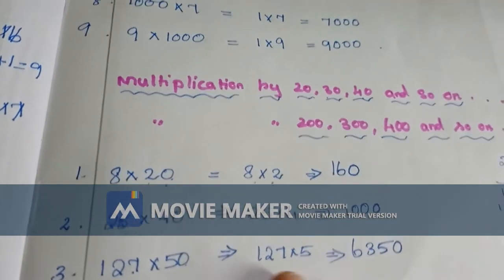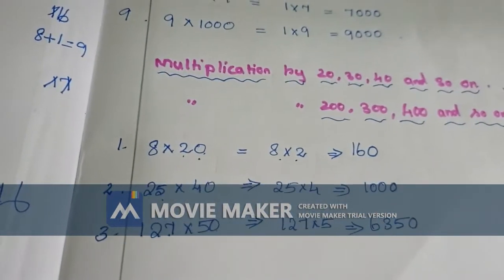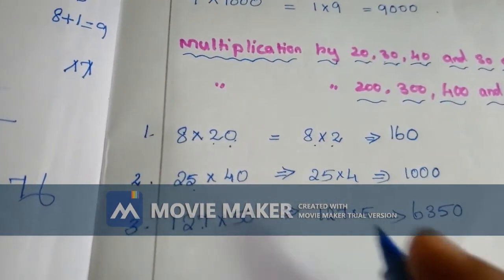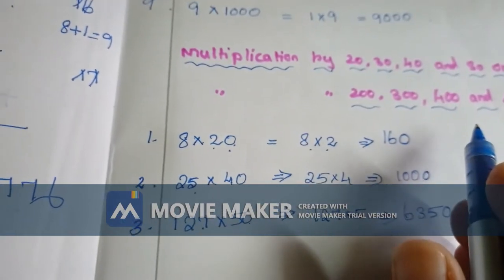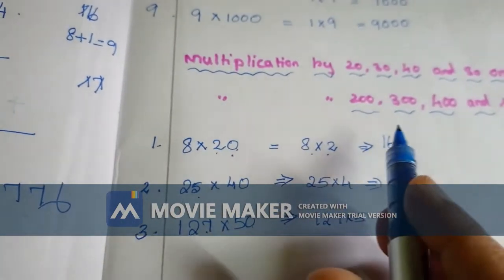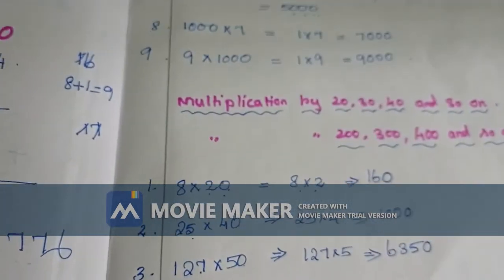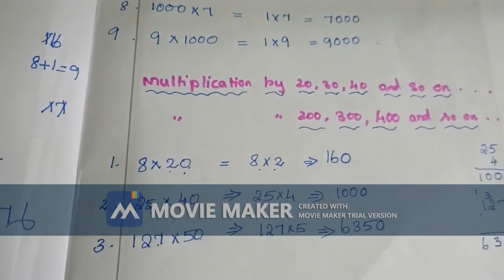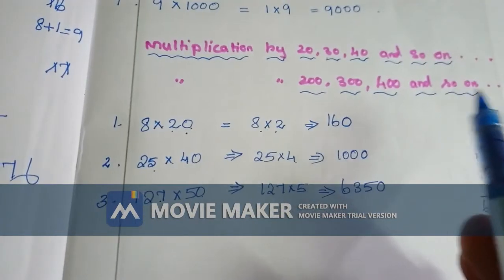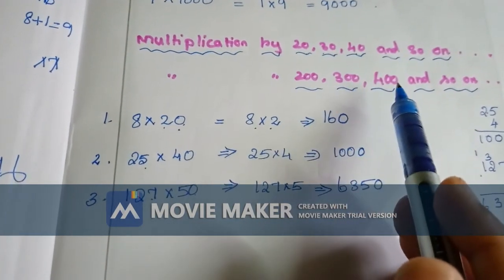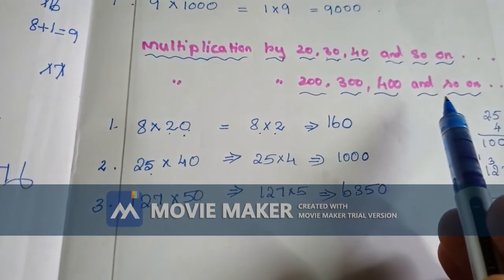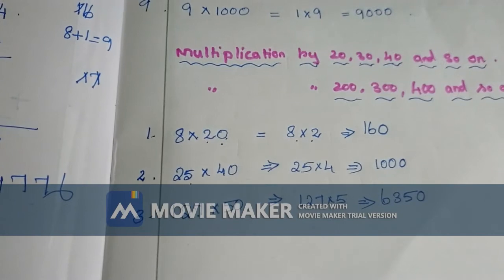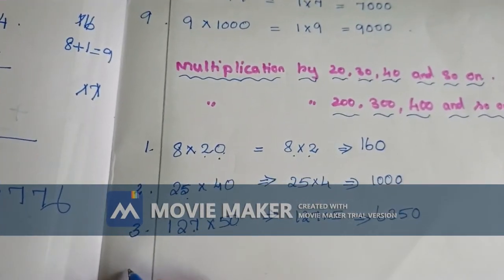Okay, so this is also the same as this multiplication by 20, 30 and 40. So first children, to multiply a given number by 200, 300, 400 and so on, we first multiply it by 2, 3 and 4 and so on respectively. Okay, and then write 0 in this tens and ones place. Okay, so we have to multiply a given number by 2, 3 and 4. Then next you have to add these two zeros in this tens place and ones place. Okay, so let us look at some example.